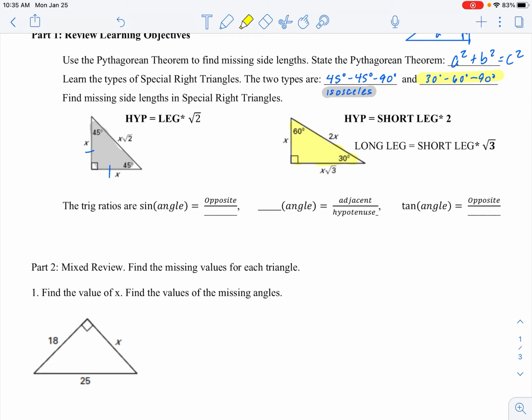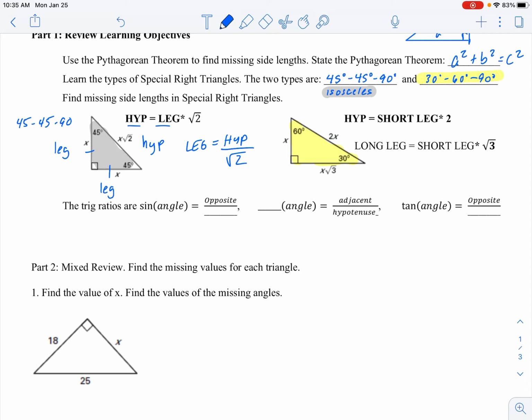With special right triangles, we can label the legs and the hypotenuse. And for an isosceles right triangle, or a 45, 45, 90, we know that the hypotenuse equals the leg times the square root of 2. We can also write that as the leg equals the hypotenuse divided by the square root of 2.